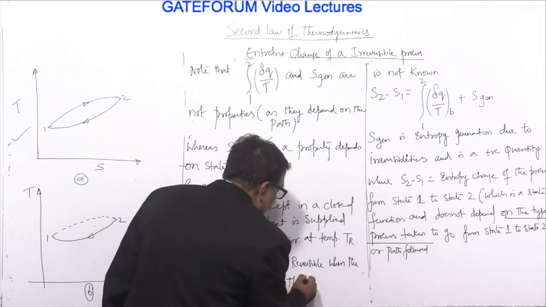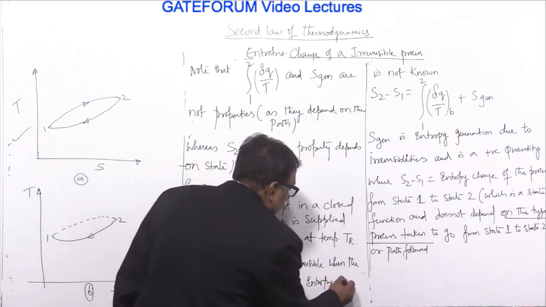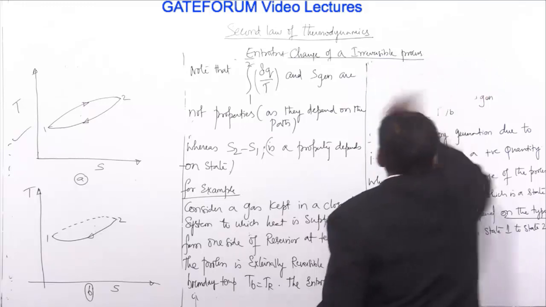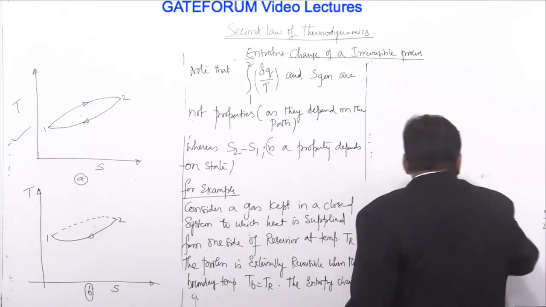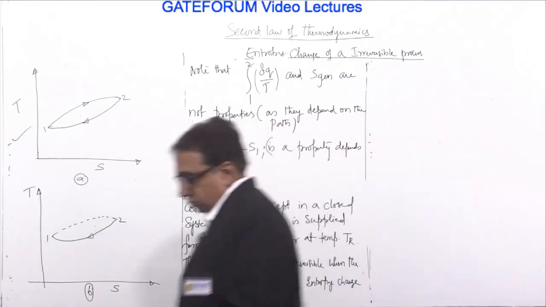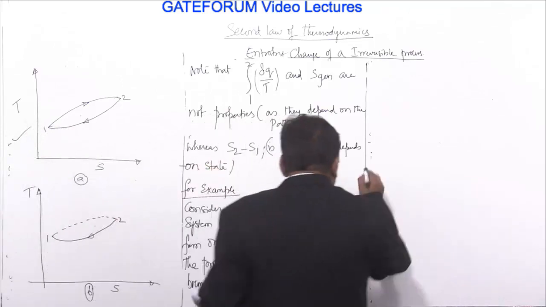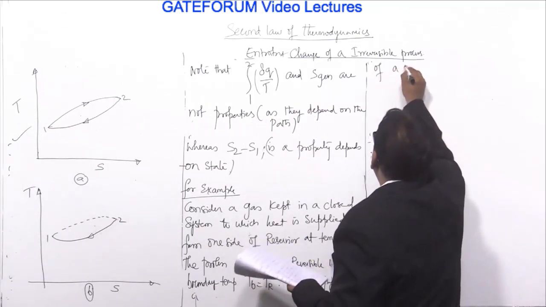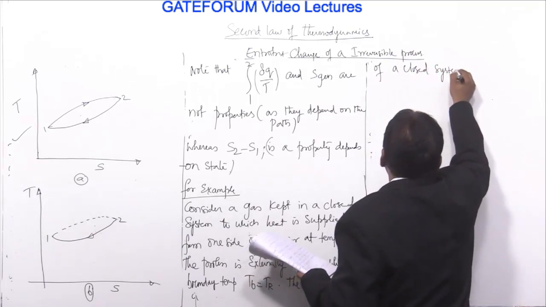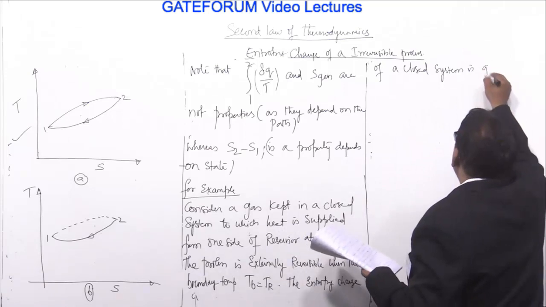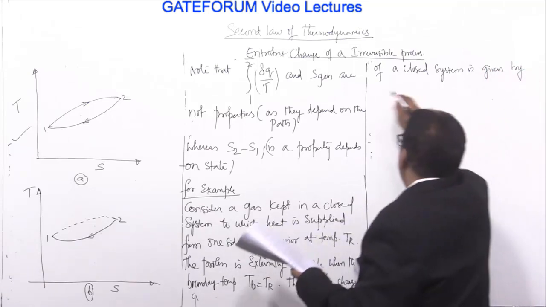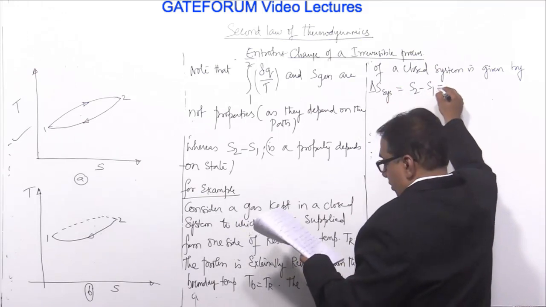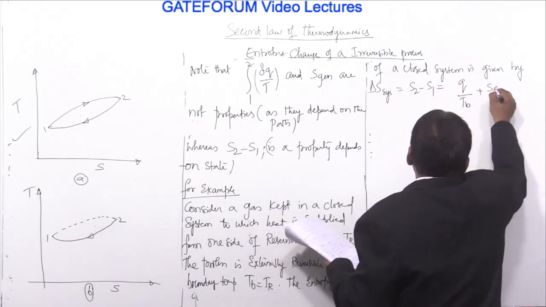So the entropy change of a closed system is given by delta S system equal to S2 minus S1 equal to Q by Tb plus S generation.